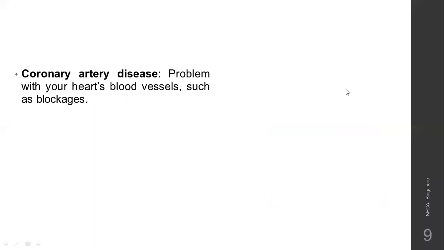Next, we have coronary artery disease. Okay, coronary arteries are the arteries which supply blood to the heart. Even though the heart is pumping blood to the entirety of your body, the heart also requires blood supply. Okay, that blood supply is given to the heart by the coronary arteries.